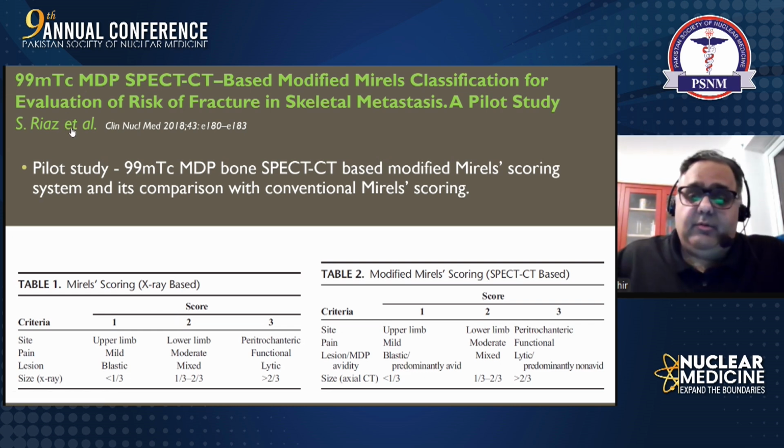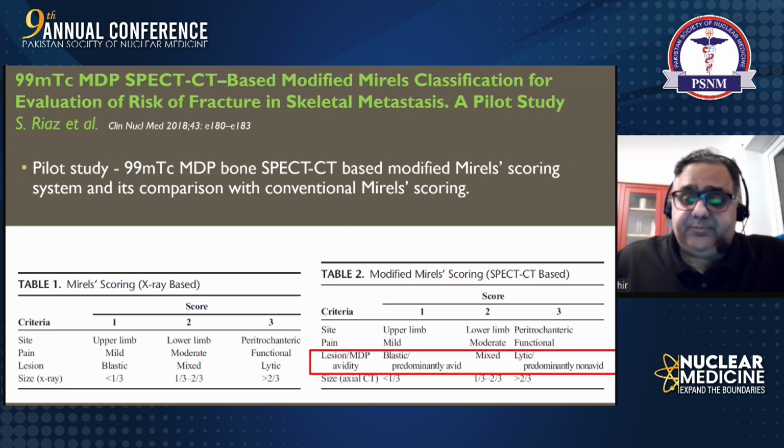In the modified score, we were able to add in this characterization of the lesion, where it was blastic, mixed or lytic on X-ray. We could evaluate it better as blastic or predominantly avid lesion, mixed, or predominantly lytic based on the SPECT-CT. Additionally, we could look at the size on CT better than what we could see on a 2D X-ray, and we could also see other factors. And so this is the modification in the Mirels scoring system.